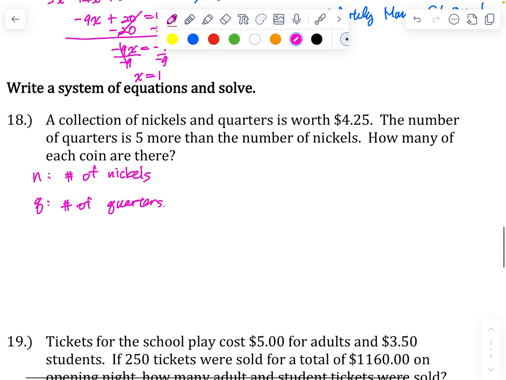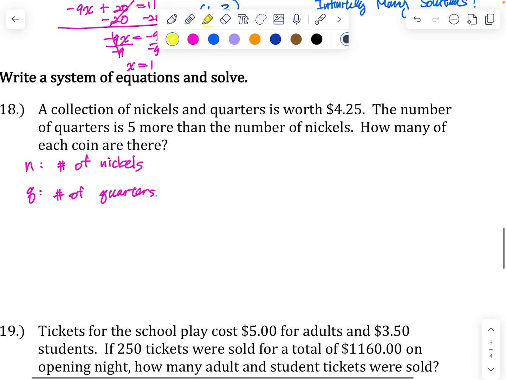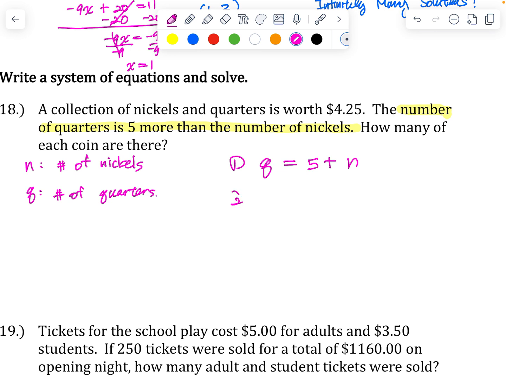Okay. So equation number 1, let's see. Let me go to this one first. The number of quarters is 5 more than the number of nickels. So we translate that: quarters is 5 more than nickels. There you go. And secondly, now it comes to money value. It's worth 4.25 total.